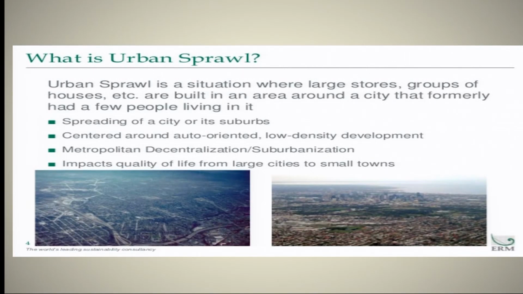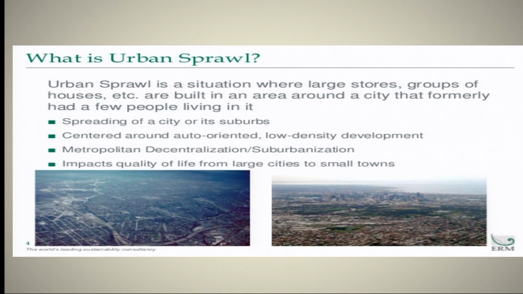Now let's see what is urban sprawl. It is a situation where large stores and groups of houses are built in an area around a city that formerly had few people living in it. You can even watch cities now where you had only very few people. Now they have grown in numbers. The ordinary shops have grown into huge malls and large stores. You can find skyscrapers coming up in these kinds of areas. So what happens is urban sprawl takes place. The spreading of the city or its suburb is known as urban sprawl.